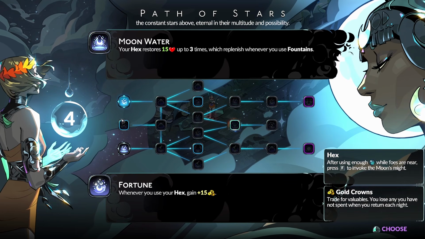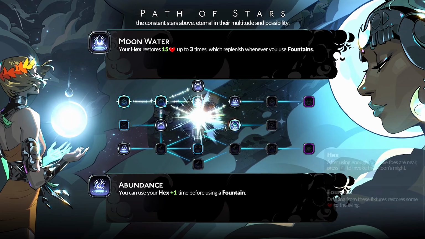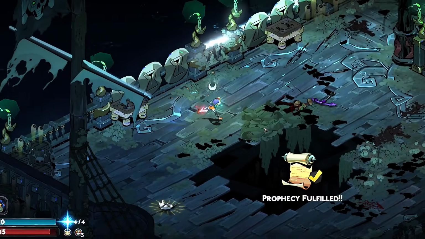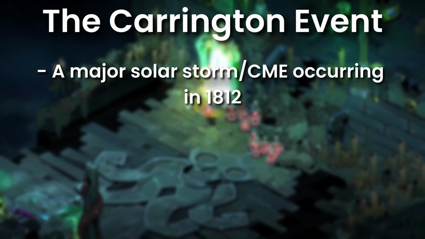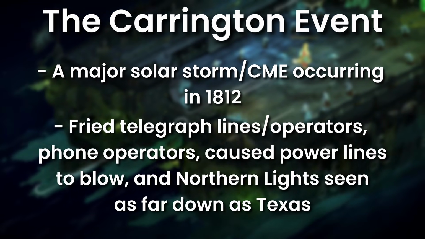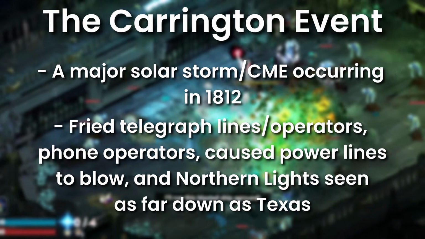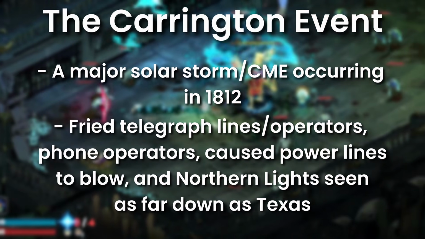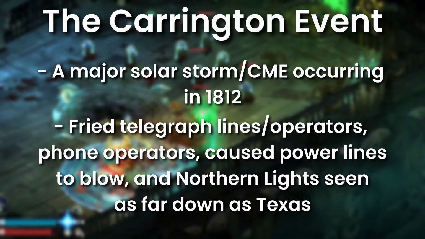Yeah, y'all know what time it is. It's heliophysics time with Red. So, the solar storm that happened on August 4th in the story wasn't just a fictional event. It was a very real solar event whose energy and power rivaled that of the Carrington event, a major solar storm that occurred in 1812 that fried telegraph lines, shocked telephone operators, caused power lines to blow, and even resulted in northern lights, or aurora borealis, being seen as far down as Texas.